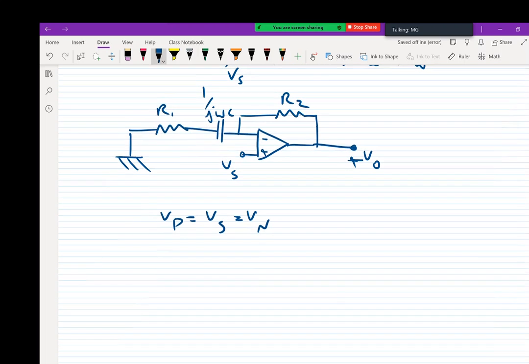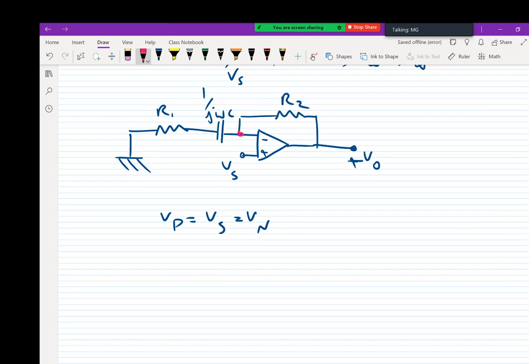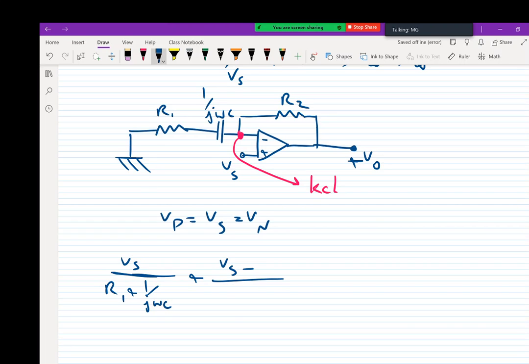And then we start writing the KCL for this point. Instead of VN, we say VS, okay? Because VN is equal to VS. So VS over R1 plus 1 over J omega C, plus VS minus VO over R2 is equal to 0. Any question?